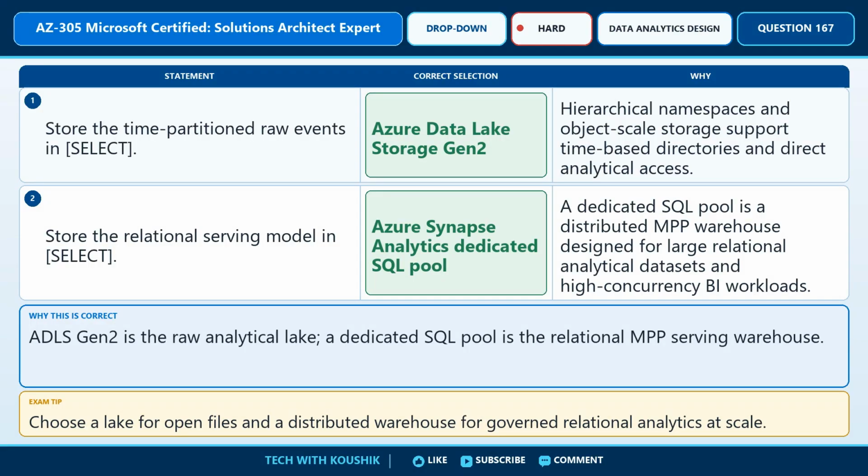The correct value for Statement 1 is Azure Data Lake Storage Generation 2. Hierarchical namespaces and object-scale storage support time-based directories and direct analytical access. The correct value for Statement 2 is Azure Synapse Analytics Dedicated SQL Pool. A dedicated SQL pool is a distributed MPP warehouse designed for large relational analytical datasets and high-concurrency BI workloads. Exam tip. Choose a lake for open files and a distributed warehouse for governed relational analytics at scale.